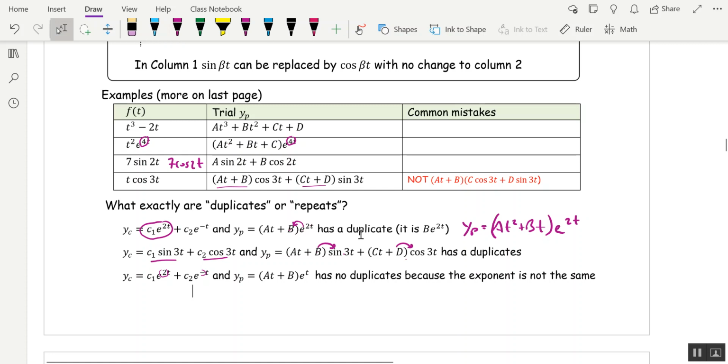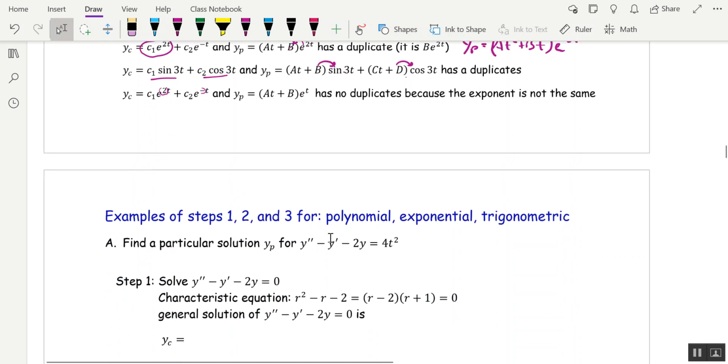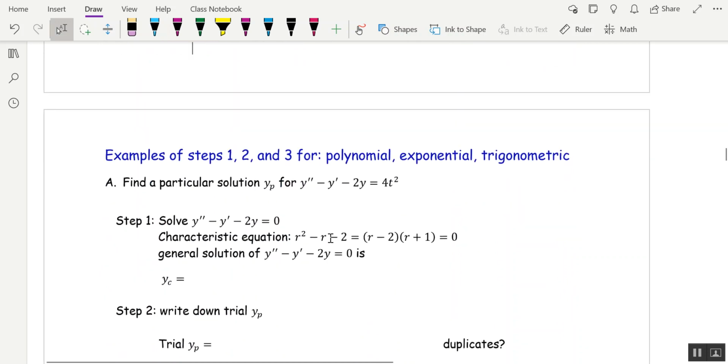All right, so hopefully this will become more clear as we do examples. I know it probably seems a little bit overwhelming right now. So I'm going to take us through a full solution for each of the three types of allowed functions, a polynomial, an exponential, and one with sine and cosine. So let's start with a polynomial. So we want to find a particular solution for this differential equation. We start by finding YC. So we're going to solve the associated homogeneous DE.